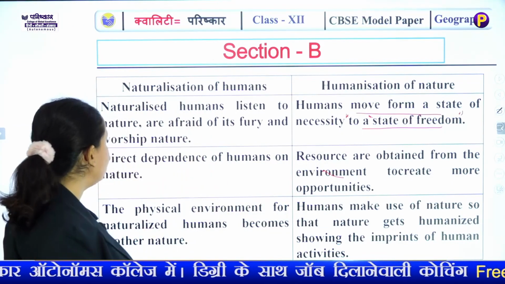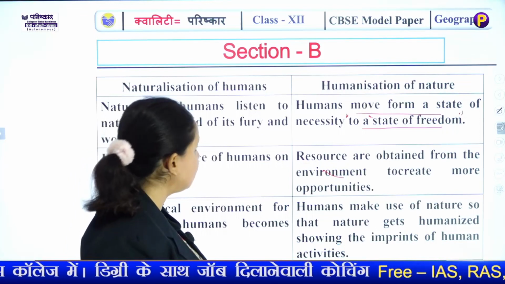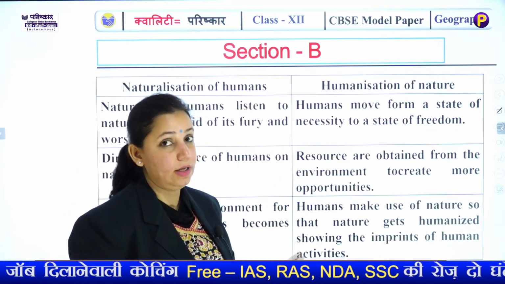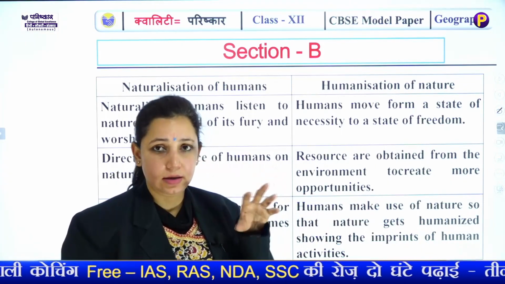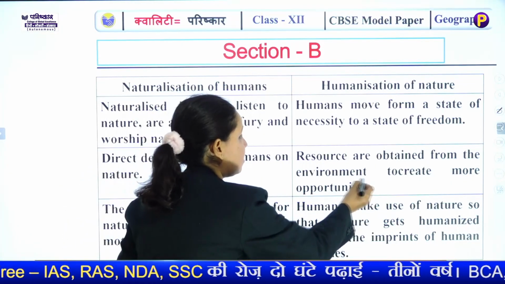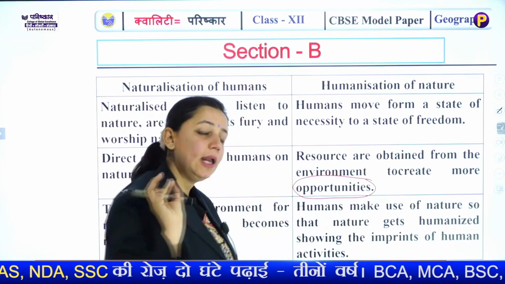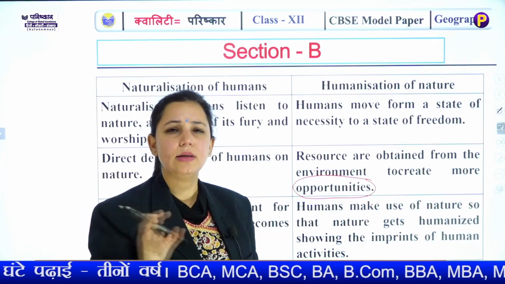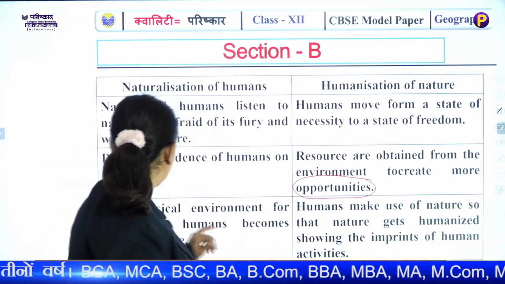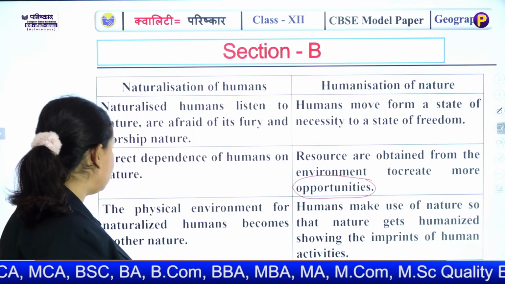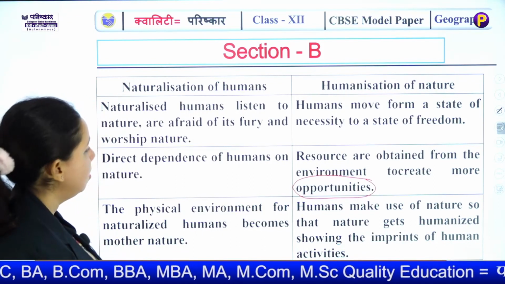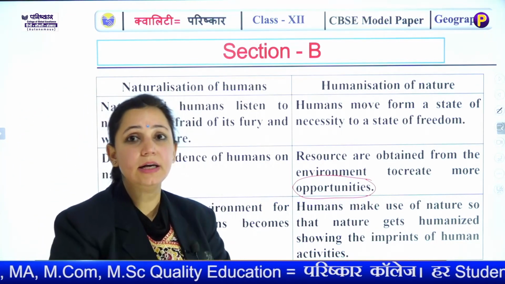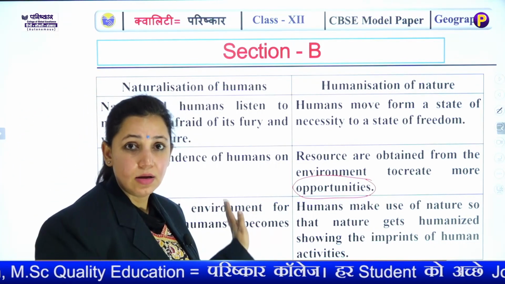Direct dependence of human on nature. Resources are obtained from the environment to create more opportunities. Here the word opportunity is an important word, so emphasize and remember the important words. You can frame your sentences accordingly, but remember the important keywords. The physical environment for naturalized humans becomes Mother Nature. Here the physical environment is what? Mother Nature. They praise nature.